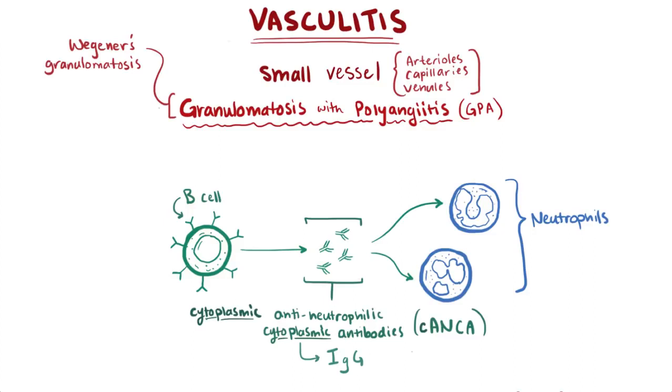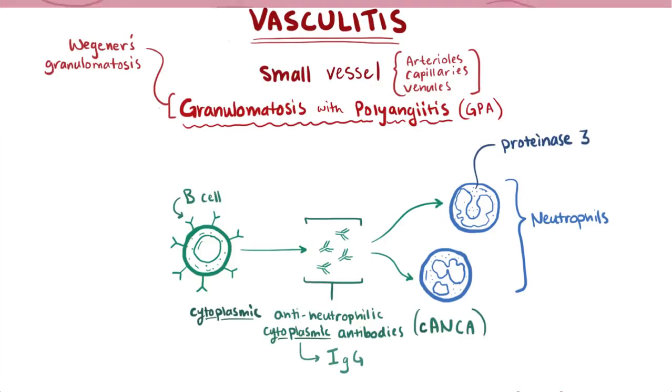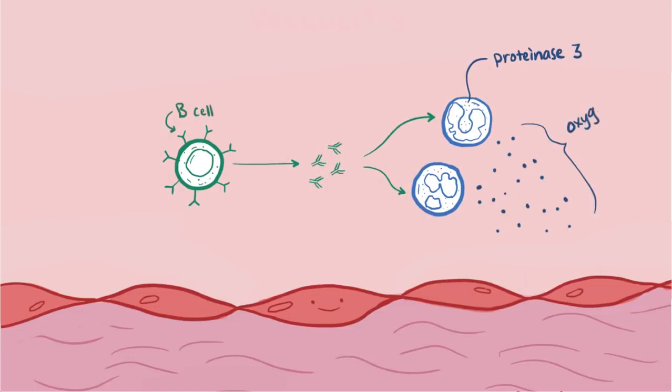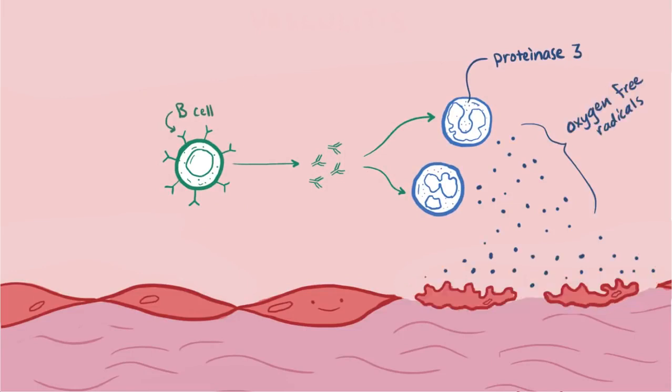c-ANCAs target and bind to a specific neutrophil granule called proteinase 3, which is embedded in the membrane of some neutrophils. Once c-ANCA binds to the neutrophil, it causes the neutrophil to release oxygen-free radicals, which can then indirectly damage the nearby endothelial cells, causing vasculitis. On a biopsy, you can see evidence of inflammation and granulomas in the blood vessel wall.